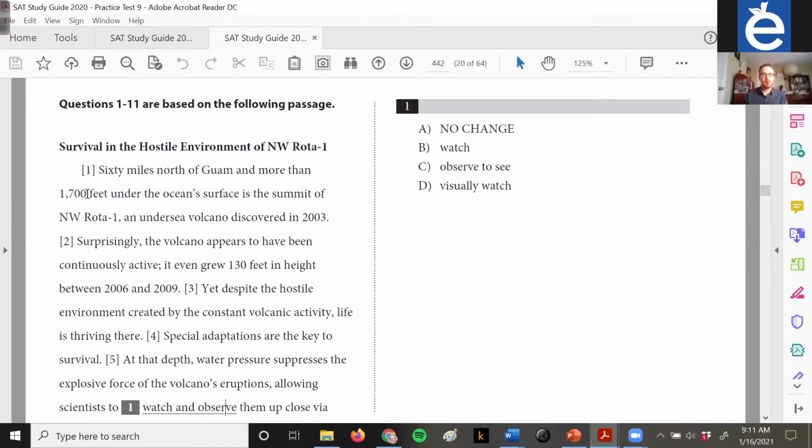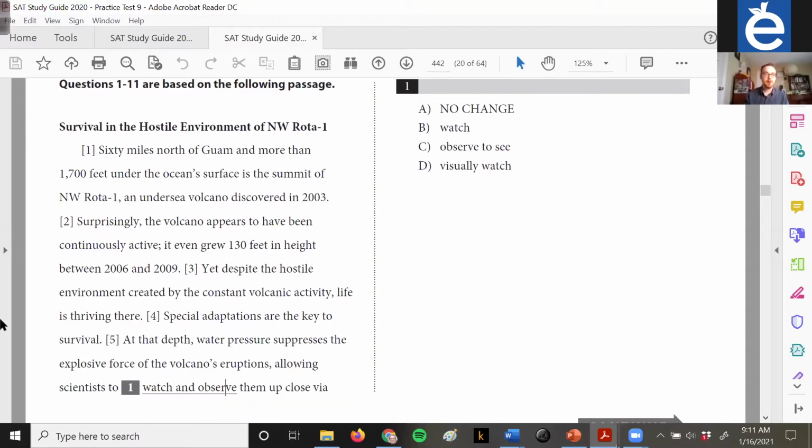So 60 miles north of Guam and more than 1,700 feet under the ocean's surface is the summit of NW Rota 1, an undersea volcano discovered in 2003. Surprisingly, the volcano appears to have been continuously active. It even grew 130 feet in height between 2006 and 2009. Yet, despite the hostile environment created by the constant volcanic activity, life is thriving there. Special adaptations are the key to survival.